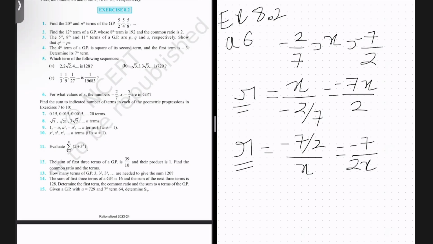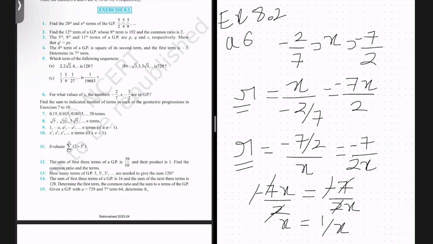So I'm just going to equate the common ratios, because I now have 2 different formulas for the common ratio. Minus 7x by 2 is equal to minus 7 by 2x. Minus gets cancelled, 7 gets cancelled, 2 and 2 get cancelled. What I finally have is x equal to 1 by x.